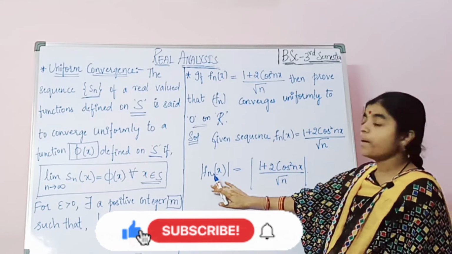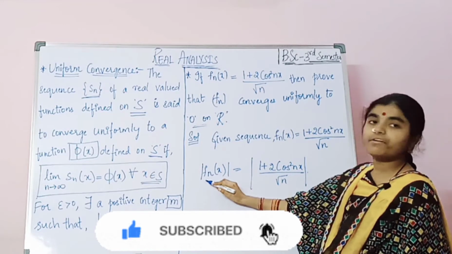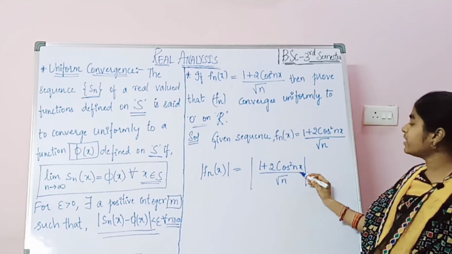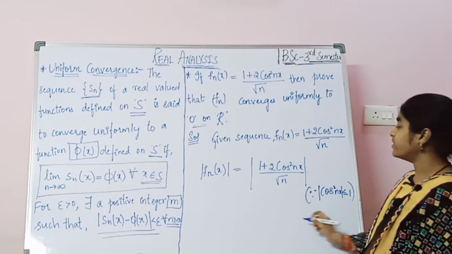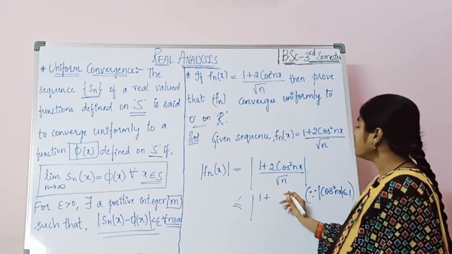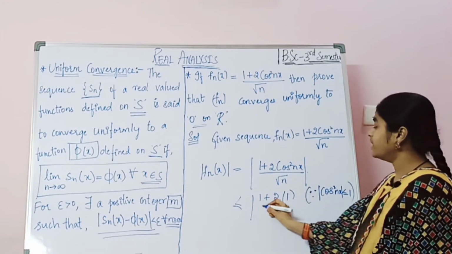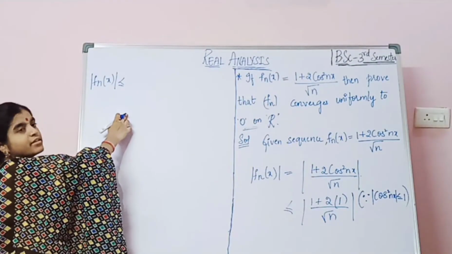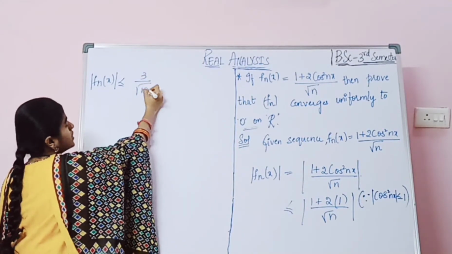So we are applying mod on both sides. Mod Fn of x equals mod of 1 plus 2 into cos square nx by root n. Since mod cos square nx is less than or equal to 1, this is less than or equal to mod of 1 plus 2 into 1 by root n. Now mod Fn of x is less than or equal to 1 plus 2, how much? 3. 3 by root n as it is.